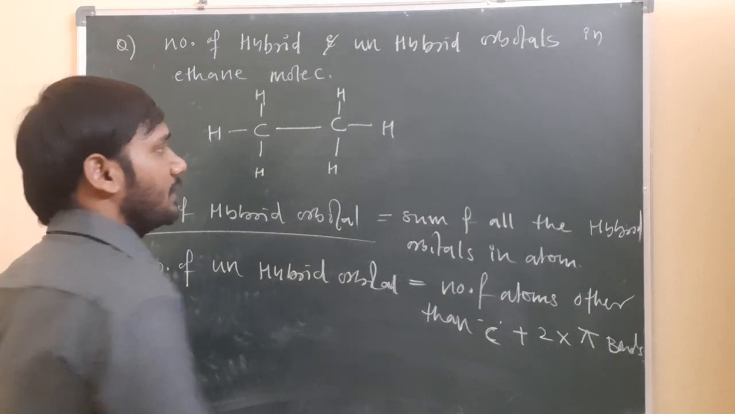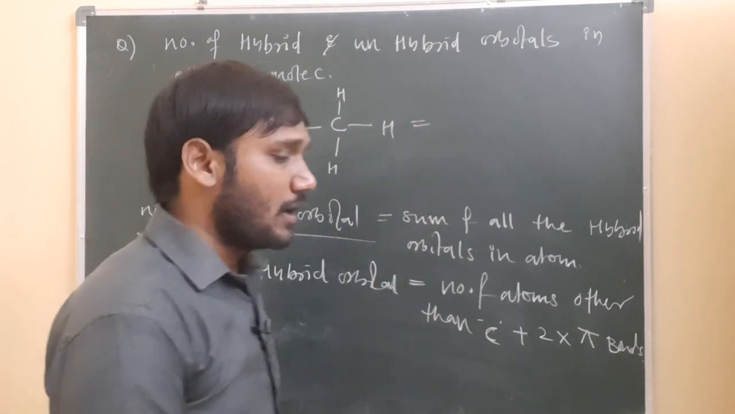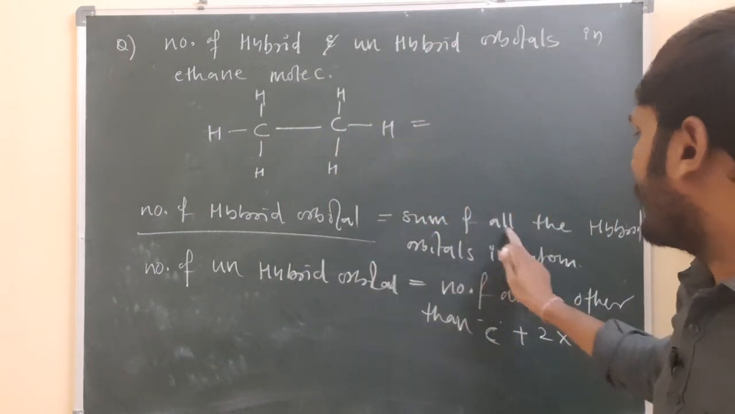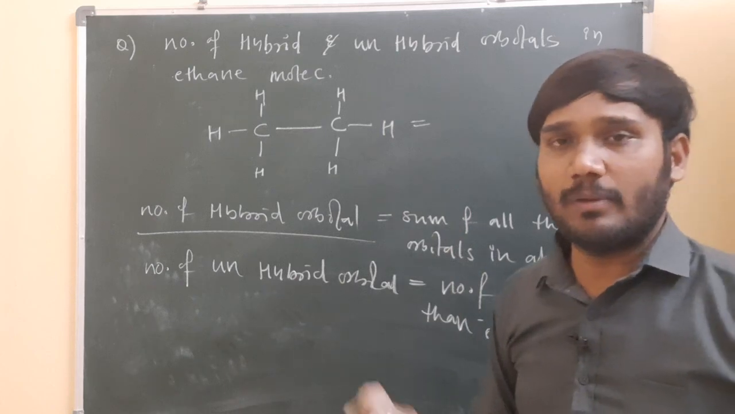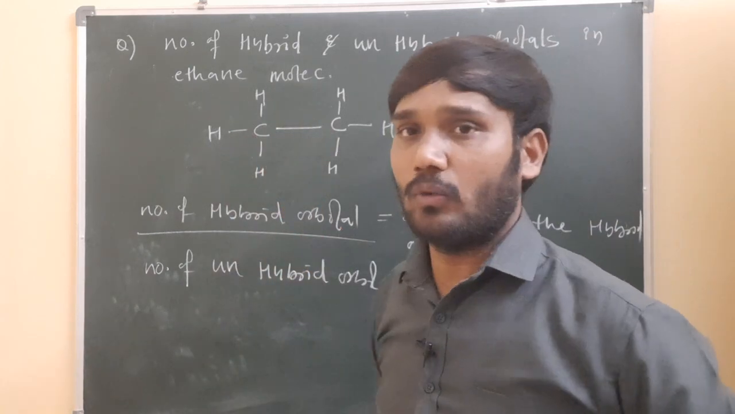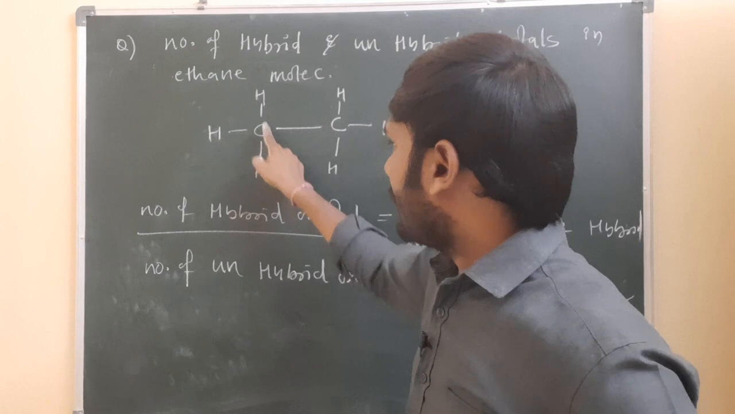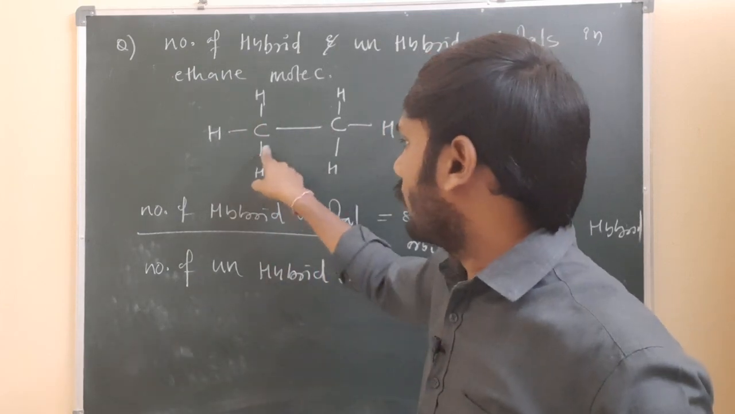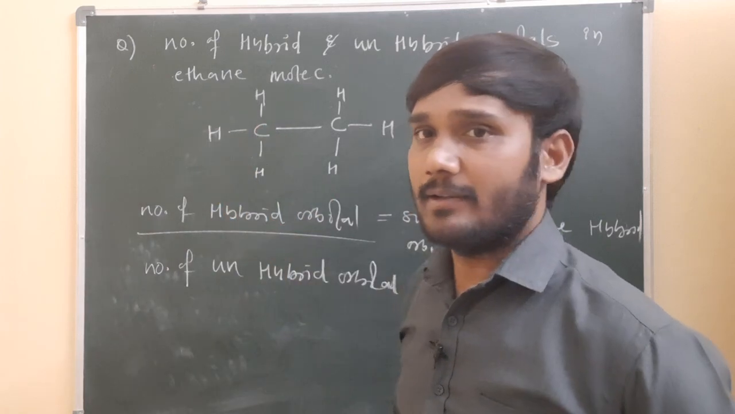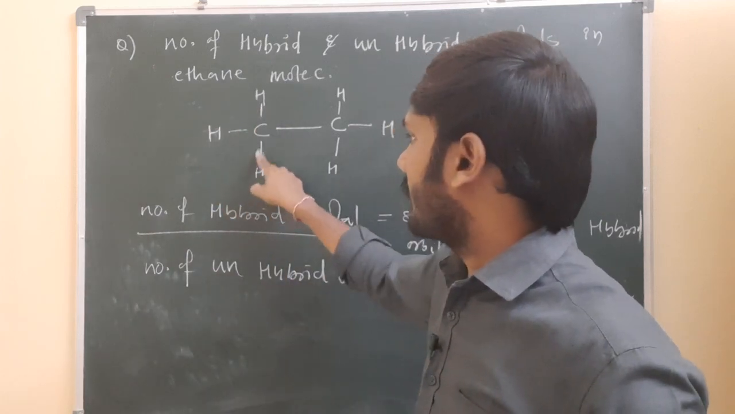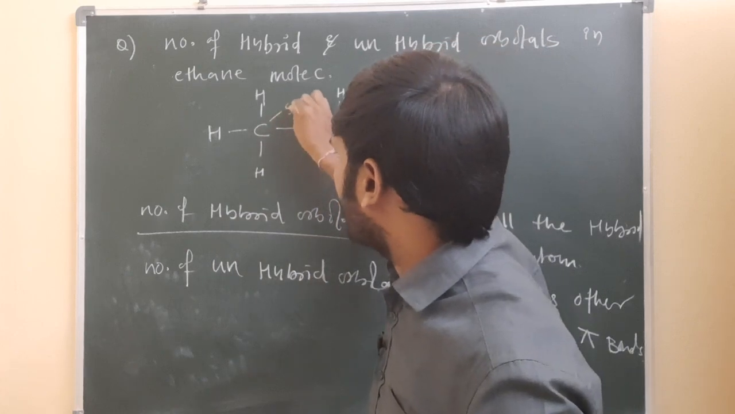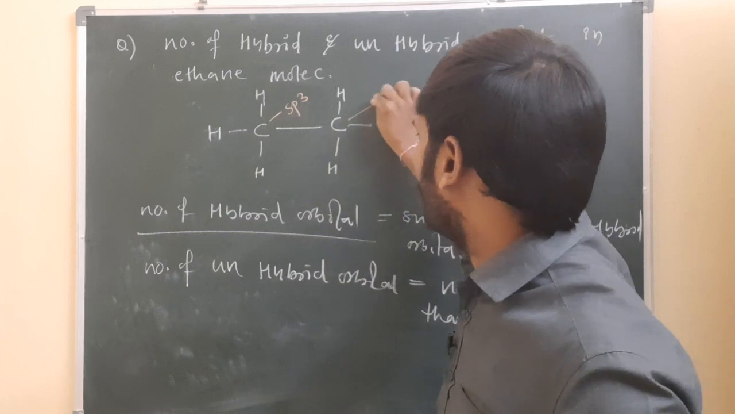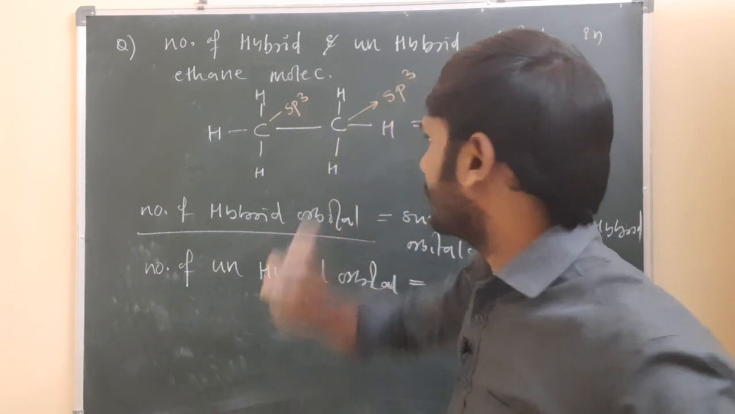In this question, they are asking how many hybrid orbitals and how many unhybrid orbitals. So how can you find the hybrid orbitals? The sum of all the hybrid orbitals in the atoms. That means you have to find the hybridization. Hybridization is equal to the sum of the sigma bonds plus lone pairs. Here is any lone pair present? No lone pair, only sigma bonds are present. Around this carbon, how many sigma bonds? 4 sigma bonds, which is nothing but sp3 hybridization. This carbon has 4 sigma bonds, so the hybridization is sp3.